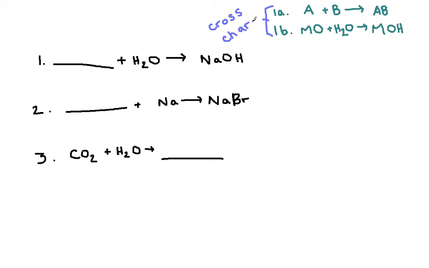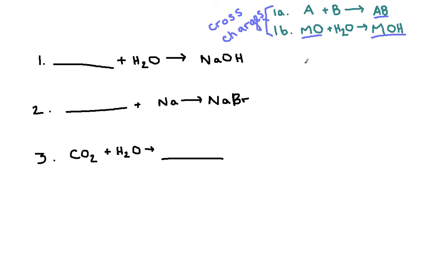So when I'm making my AB, I've got to cross my charges. If I ask you to make your metal and your oxygen, to make that brand new compound, you have to cross your charges. To make your metal and your hydroxide, you have to cross charges.